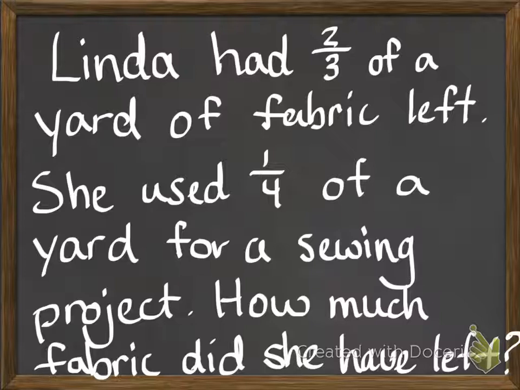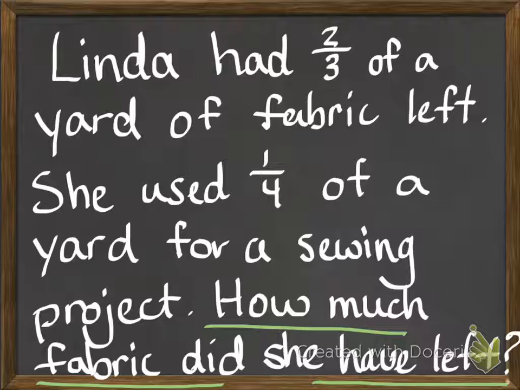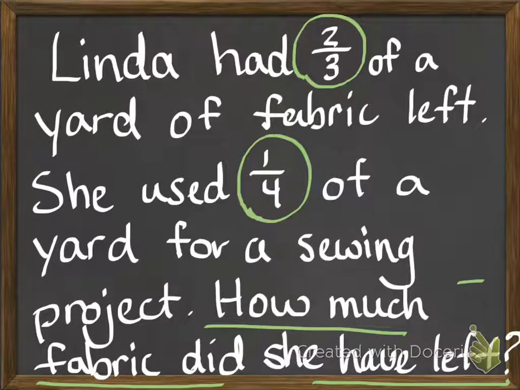Linda had 2/3 of a yard of fabric left. She used 1/4 of a yard for a sewing project. How much fabric did she have left? So after that, then how much did she have left? So what it's asking us to do is find out how much fabric she had left. I know the operation is going to be subtraction. And the important information I have is that she had started with 2/3 of a yard of fabric, and then she used 1/4 of a yard of fabric. So making my algebraic expression, I can put 2/3 minus 1/4. Okay?